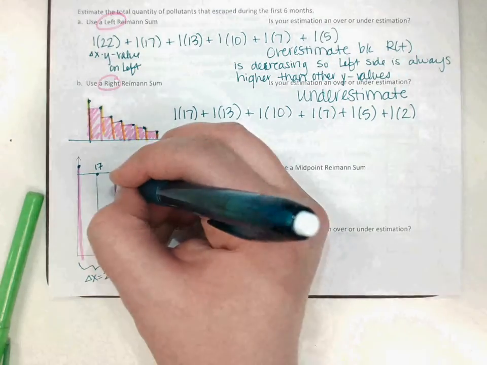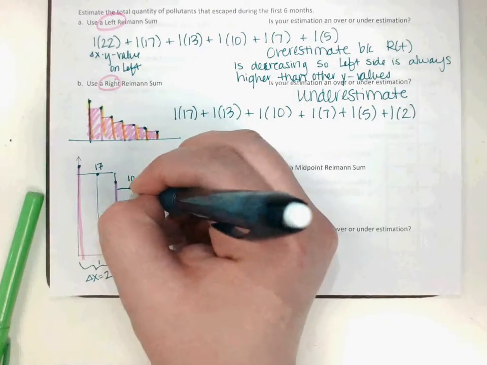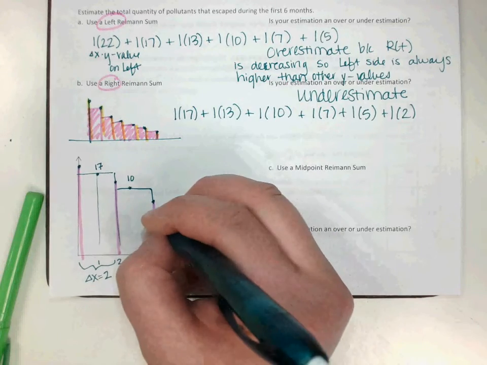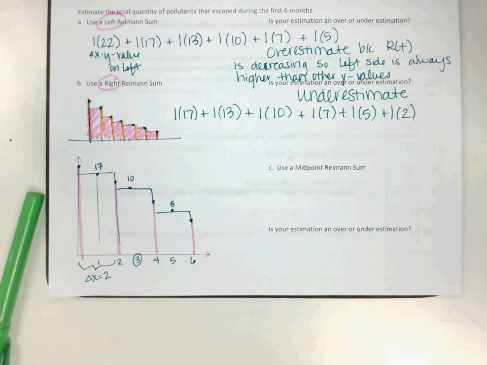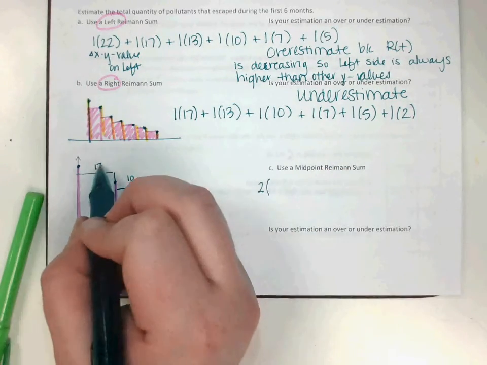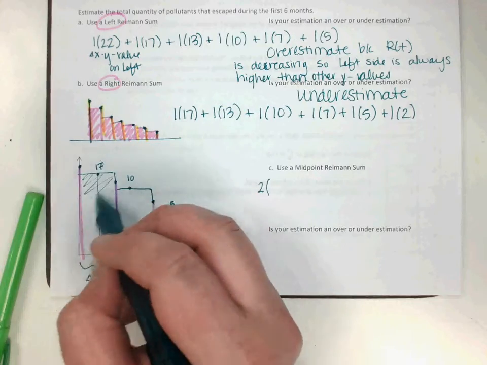10, because you have to skip, remember? And then from 4 to 6, whose y value am I going to use? 5's y value, which is 5. And then when I set up my area, it's going to be delta x times y, delta x times y, delta x times y. Your first delta x is a width of 2, thank you. And your y value was 17. You did that one.